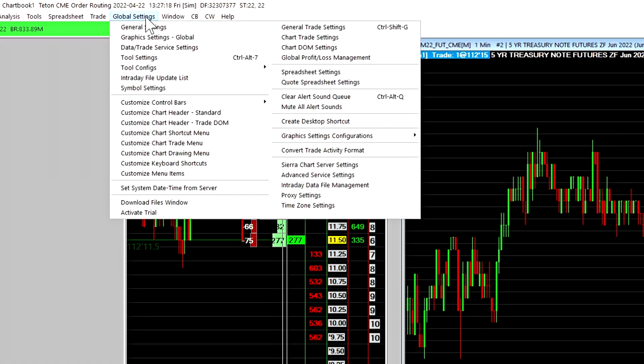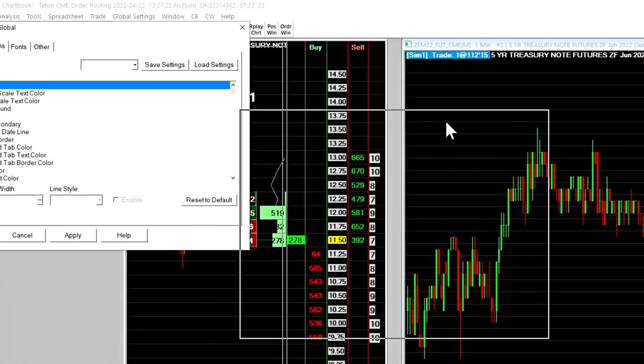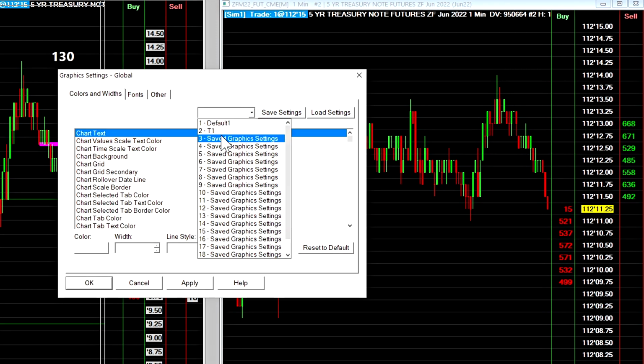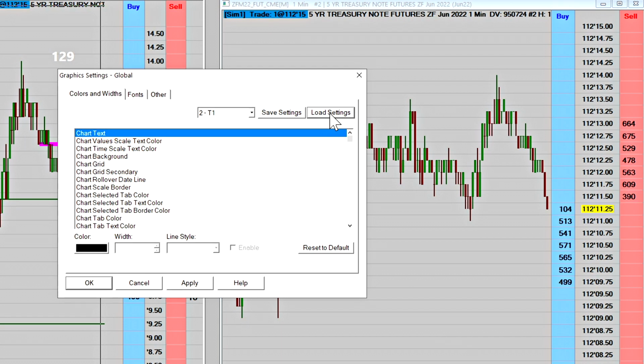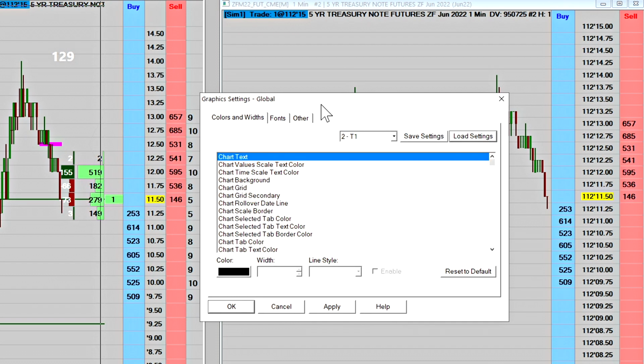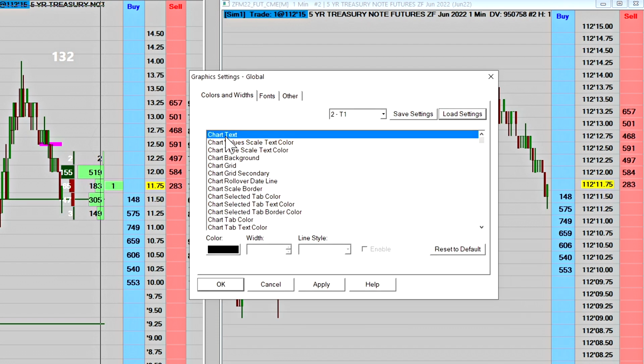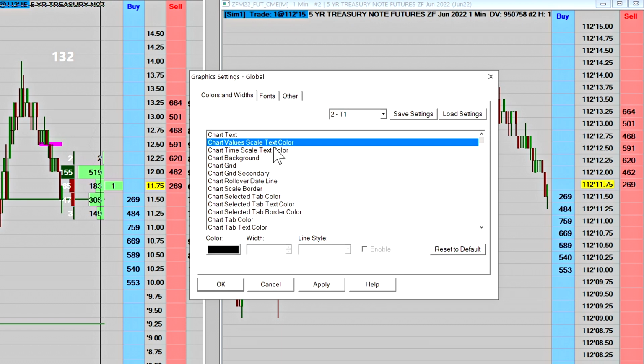So we'll go over to global settings, then graphic settings global. And I will now switch over to the other saved graphics setting that we had. And we can go ahead and look at these color settings. It's really nothing crazy, in fact. In regards to colors, this is something that could be unique to each user. We'll show you the colors that we use. So for the chart text, we use black. Chart value scale text is black.